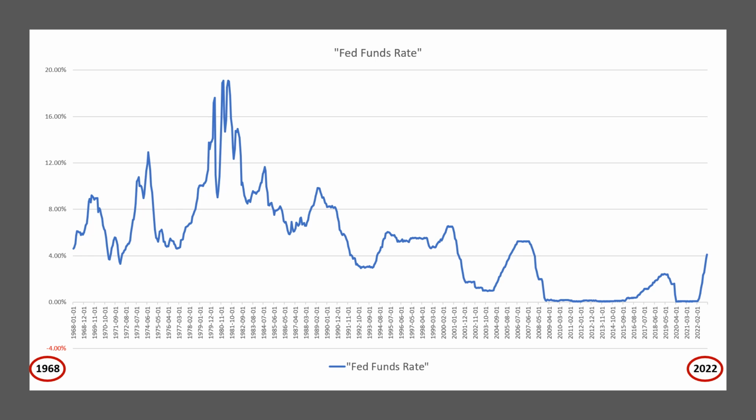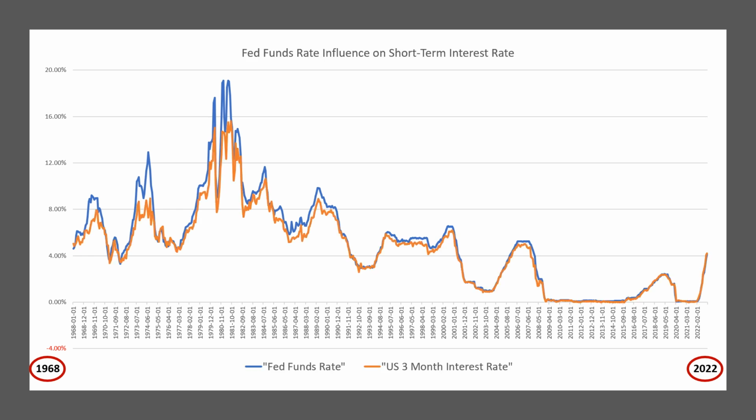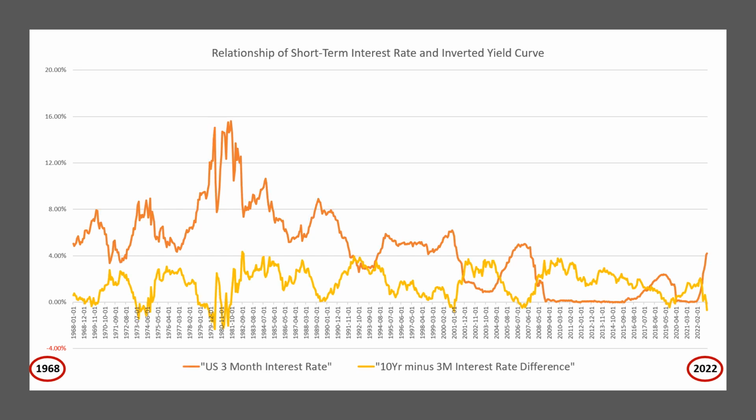The Fed funds rate is represented by the blue line, and the corresponding rate value is on the left axis. The orange line is the short-term US 3-month government Treasury interest rate. We can see that the short-term interest rate is very strongly influenced by the direction of the Fed funds rate. And we can see how the short-term rate moves in the opposite direction to the yellow line, that is the 10-year bond interest rate minus the 3-month interest rate.